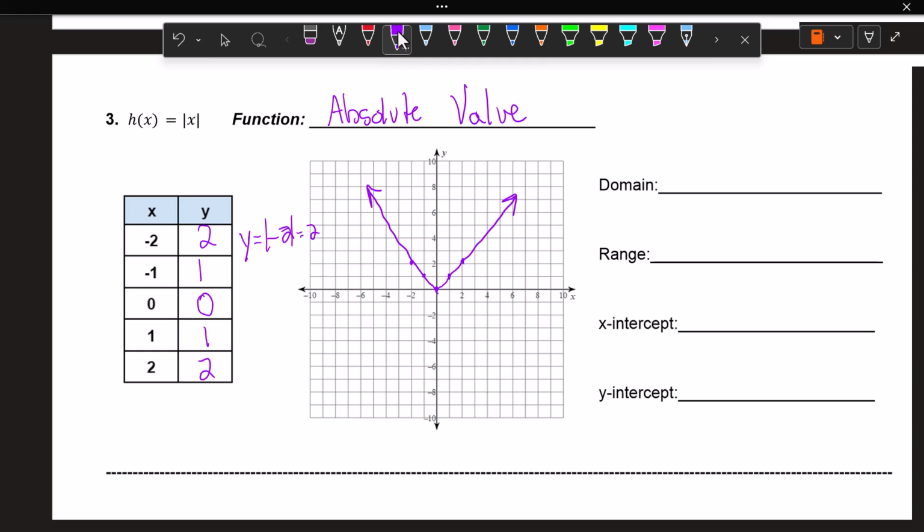And again, our domain is going to be all real numbers. That'll be for most of our functions. Our range, again, is starting at 0 and it's going up. So it's y is greater than or equal to 0. X-intercept and y-intercepts are both zeros again, because they both cross right there.